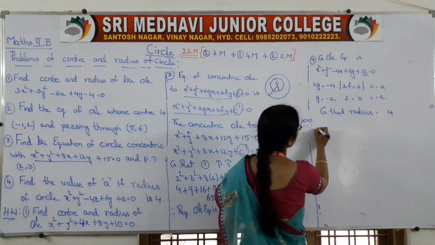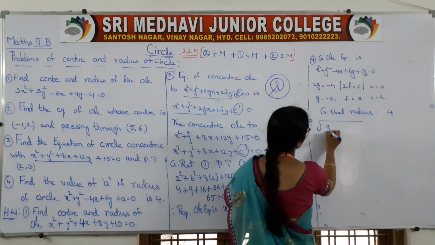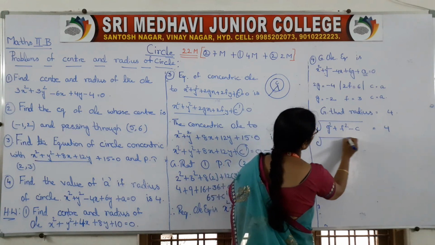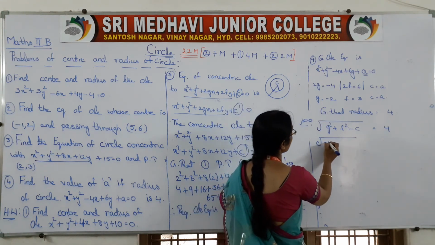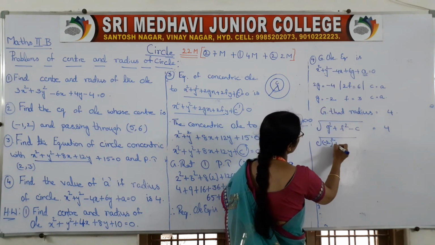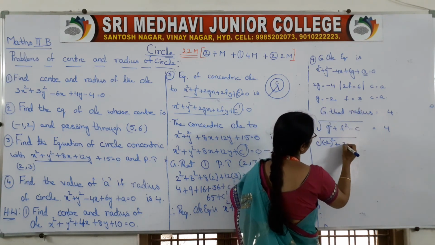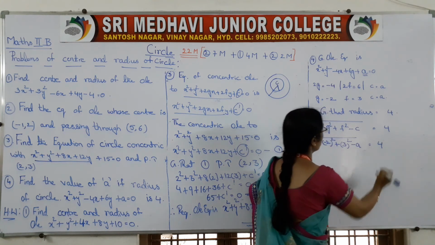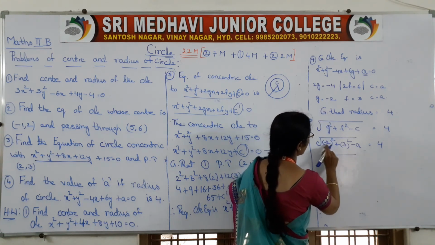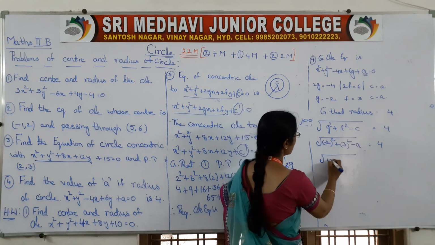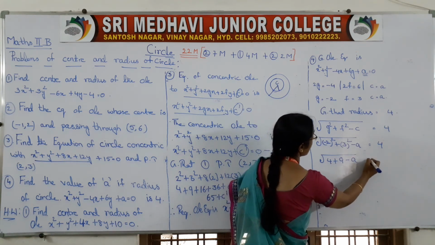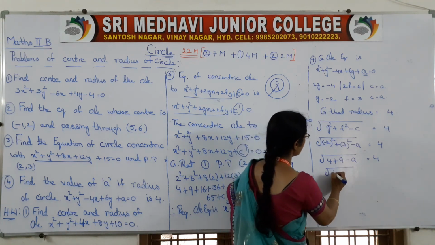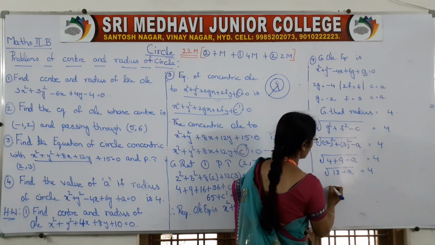What is the formula for radius when it is in general form? Root of g square plus f square minus c is equal to 4. So g square is minus 2 whole square, f square, f value is 3, so it is 3 square, and c value is a. So root of 4 plus 9 minus a is equal to 4, that is root of 13 minus a is equal to 4.